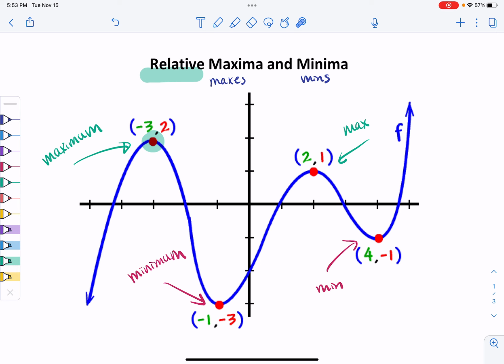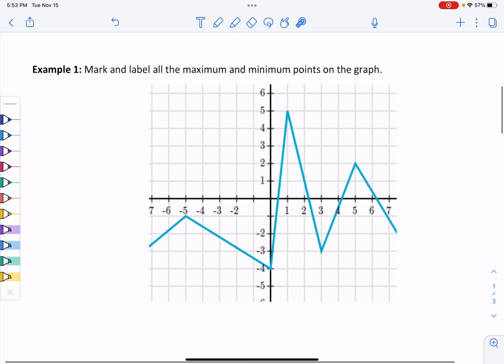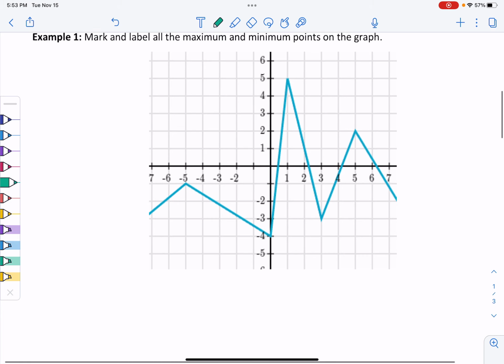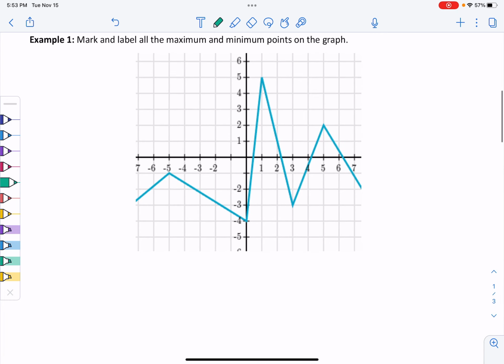All right. So for example 1, we are to mark and label all the maximum and minimum points on the graph. I am going to do my maximum points in green and my minimum points in red. So maximum points, I'm going to write maxima, there we are. And my minima are going to be in red. So my maxima, well, let's look over here. You can see that this is kind of a turning point, right? It's always going to be those turning points on the graph. This right here is a maximum. This right here is a maximum. And this right here is a maximum.